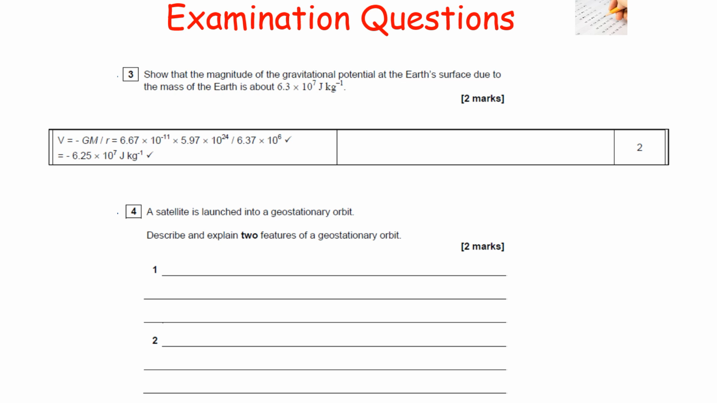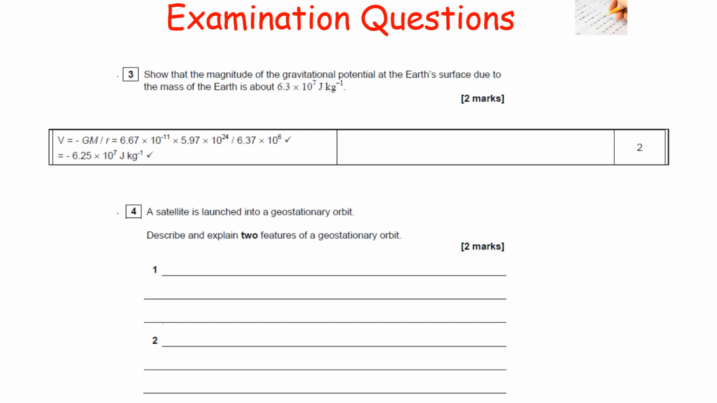Once again, the radius of the Earth is given to you on your equation booklet. And we know what big G is. It's 6.67 times 10 to the minus 11. Once again, that number is given to you on your examination book. So it works out to be minus 6.25 times 10 to the 7 joules per kilogram.